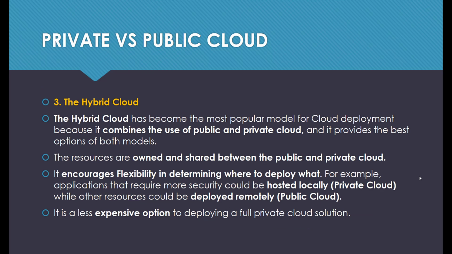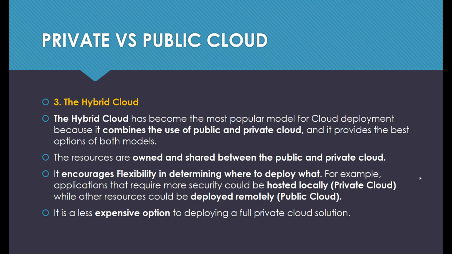So the issue now is we have advantages and disadvantages of the private and public cloud. So in what way can we get the best of both worlds? The solution is the hybrid cloud. The hybrid cloud has become the most popular model for cloud deployment now because it combines the use of public and private cloud, and it provides the best options of both models.